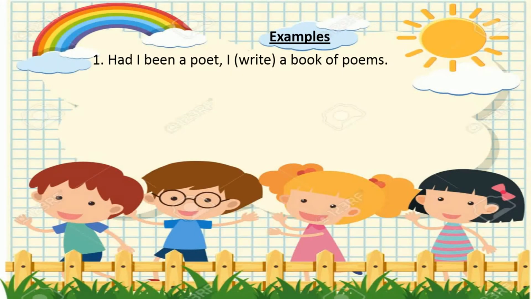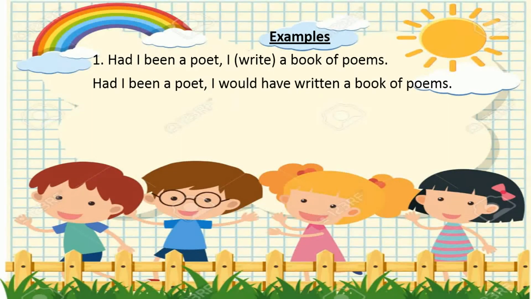So from the structure we know, after the second subject we will use a perfect conditional and the verb will be past participle form. Okay, so let's have the example. Let's have the answer. Had I been a poet, I would have written a book of poems.